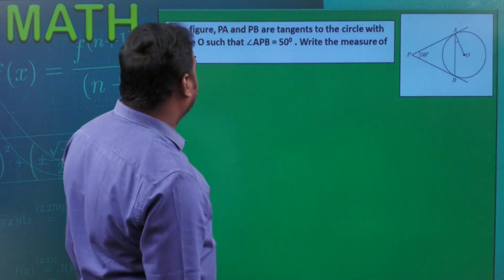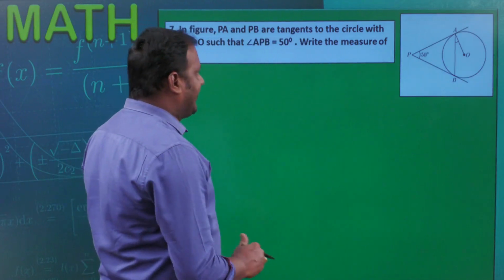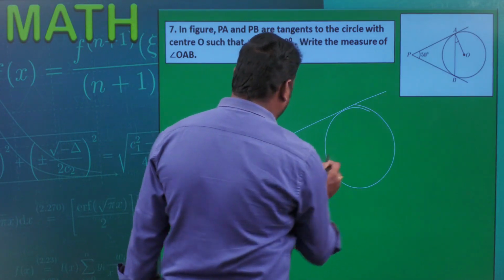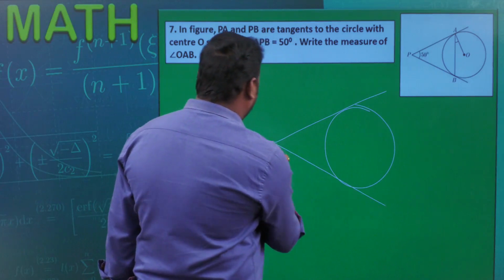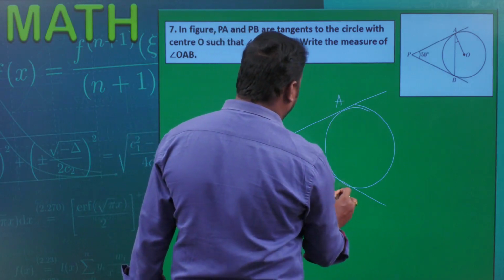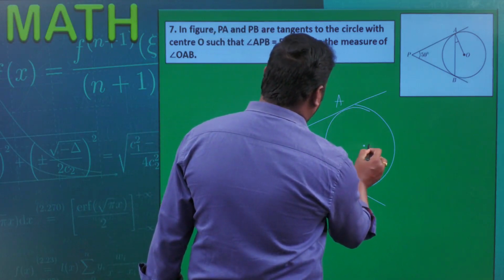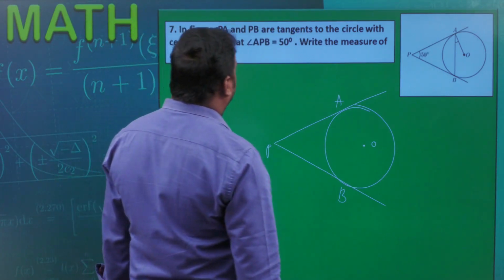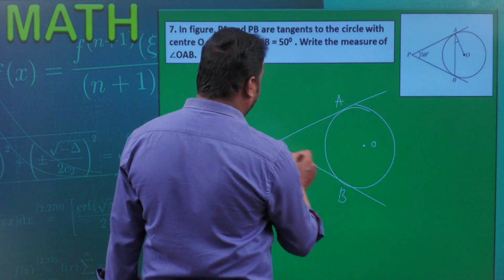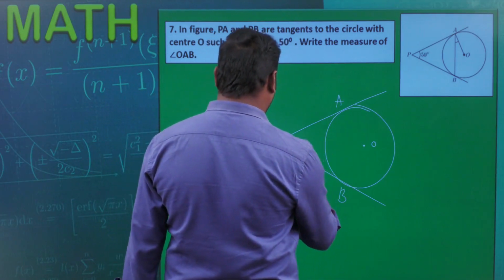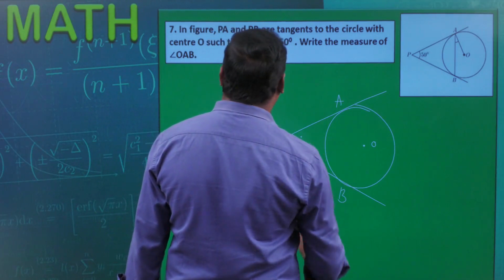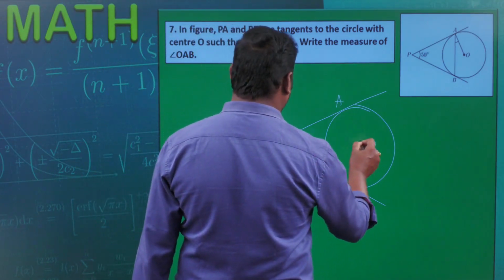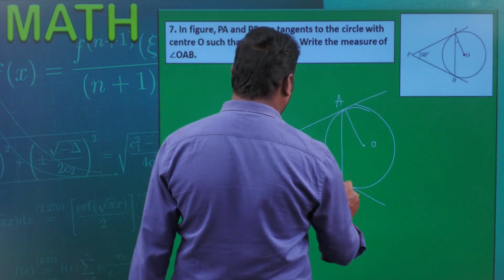Coming to the next one. In the figure, PA and PB are tangents. There are two tangents drawn from an external point of a circle. These two are two tangents. PA and PB are two tangents to a circle with center O, such that angle APB is equal to 50 degrees. So this angle is equal to 50 degrees. Write the measure of angle OAB. OAB is equal to how much? So this angle is equal to how much?